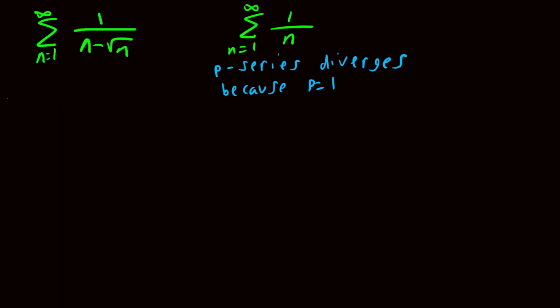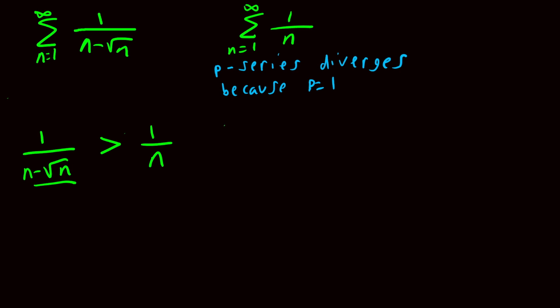So p series diverge if p is less than or equal to 1. So now let's write our thing. Well, first let's compare the two values. How do these compare? Obviously 1 over n minus root n is bigger, right? Because you're subtracting something from the denominator, you're making the denominator smaller.